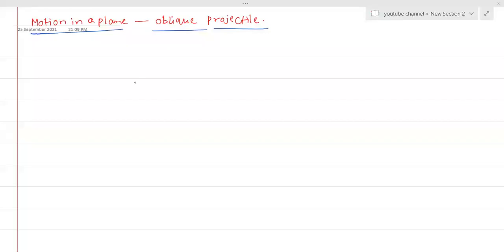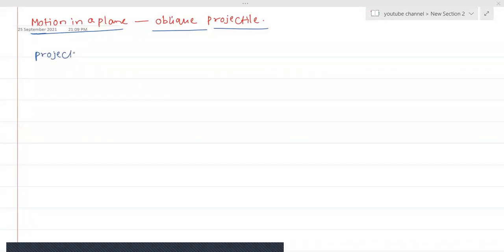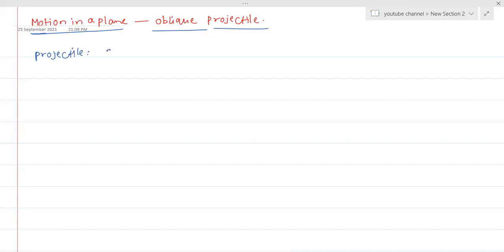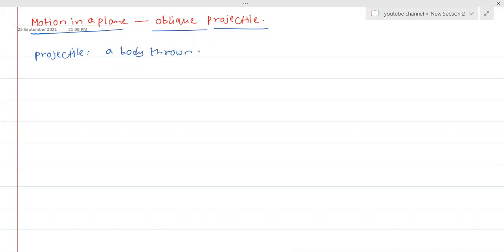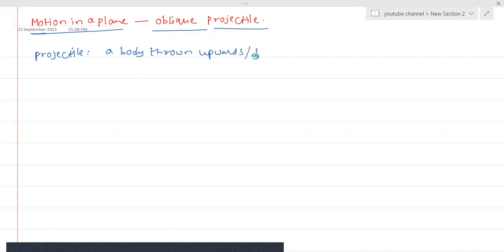So, motion in a plane and oblique projectile. First we need to think of a projectile. Projectile means a body thrown upwards or downwards. So simply, a body thrown upwards or downwards is known as a projectile.